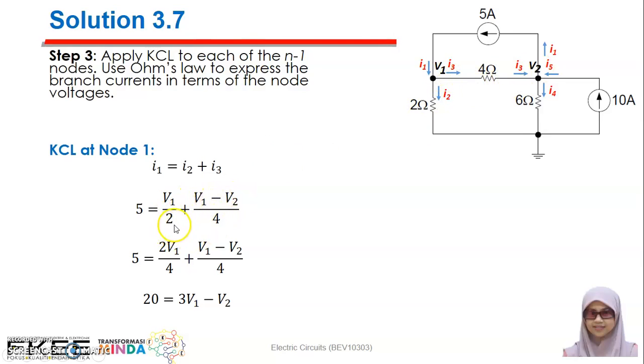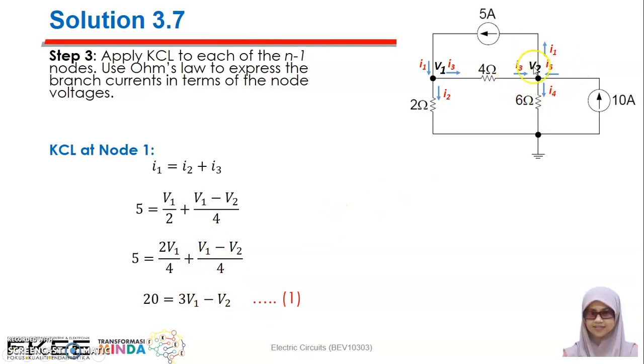And then I want to further simplify my equation so that I can have the same denominator. Here I have 4, so here also I want to have 4. So I can multiply this term with 2 divided by 2. So 2V1 divided by 4 plus V1 minus V2 divided by 4 is equal to 5. Then the 4 we bring to here, you get 20. So 2V1 plus V1 is 3V1, minus V2. Okay, so this is considered as equation number 1.